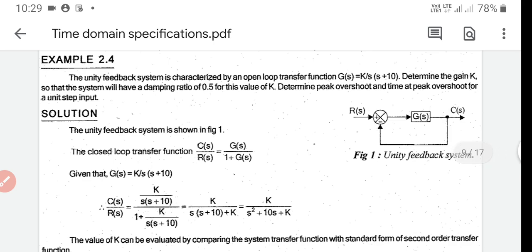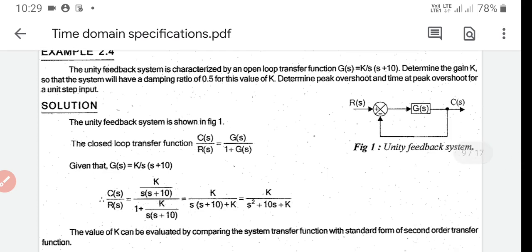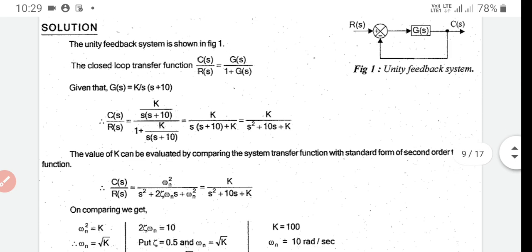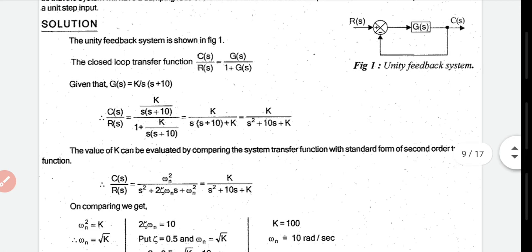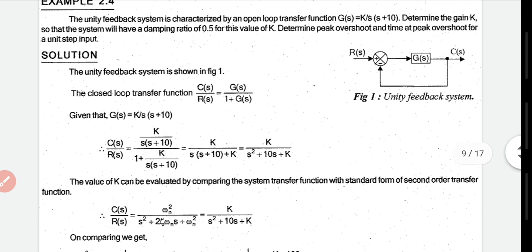So this is the question they have given. It is a unity feedback system. You have to find the gain value K. For finding the gain value K, you have the data, that is, damping ratio of 0.5. Damping ratio is nothing but the zeta value, and they have given zeta as 0.5. And also you have to find the peak overshoot and time at peak overshoot.